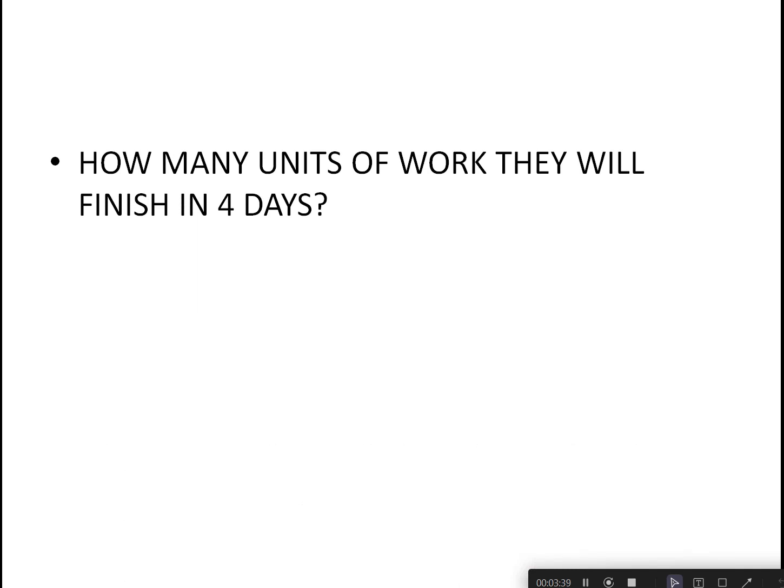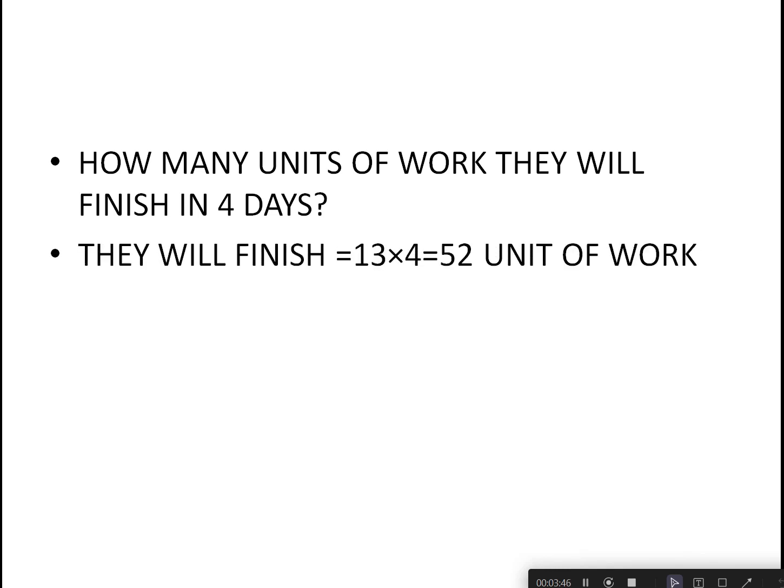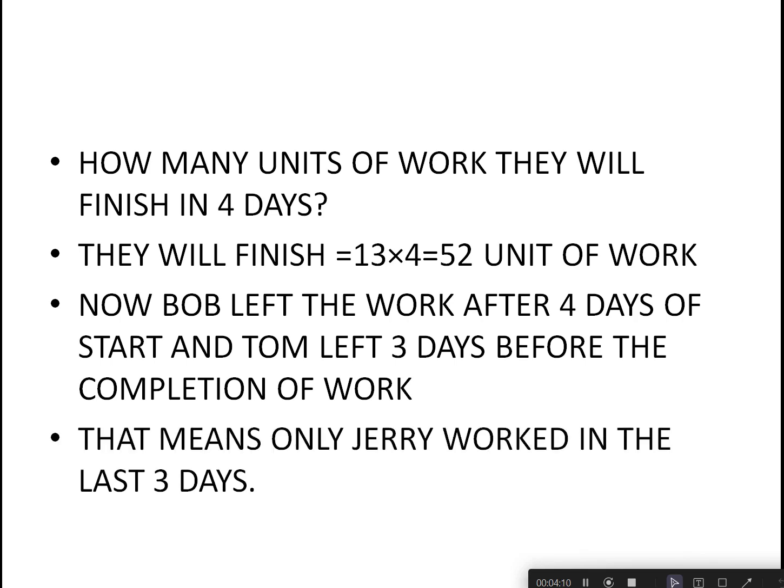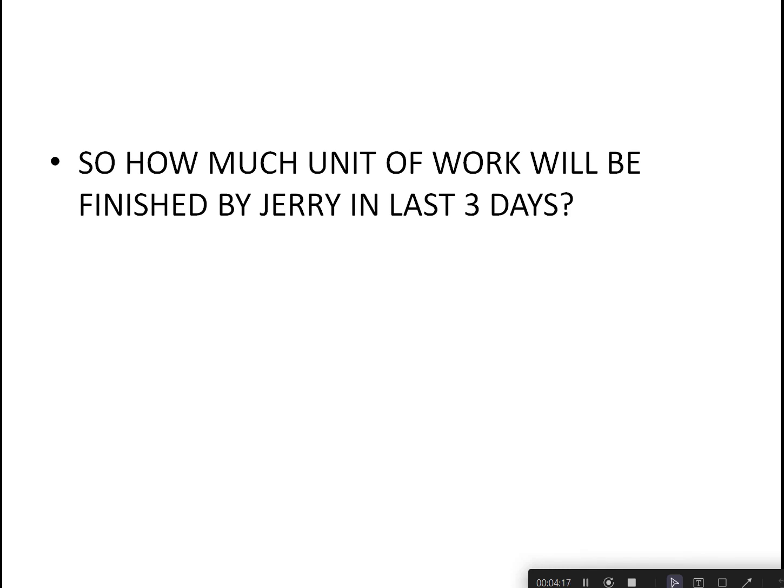So how many units of work will they finish in 4 days? Calculate it, students. They will finish 13 into 4, that is 52 units of work. Now Bob left the work after 4 days of start and Tom left 3 days before the completion of work. That means only Jerry worked in the last 3 days. So how many units of work will be finished by Jerry in the last 3 days? The efficiency of Jerry is 4 and the number of days is 3, so he will finish 12 units of work.